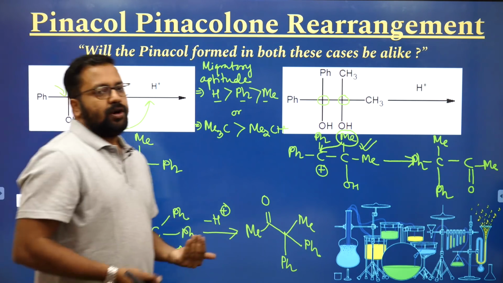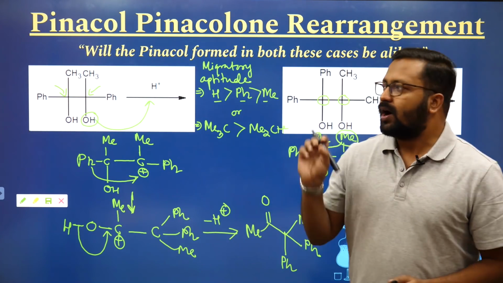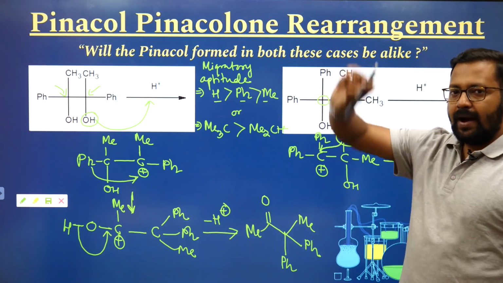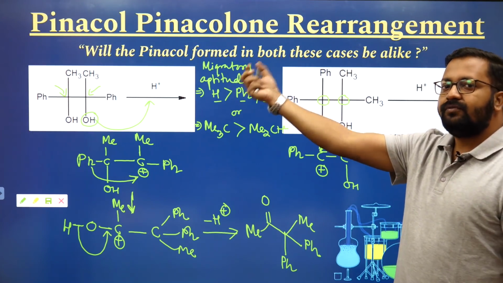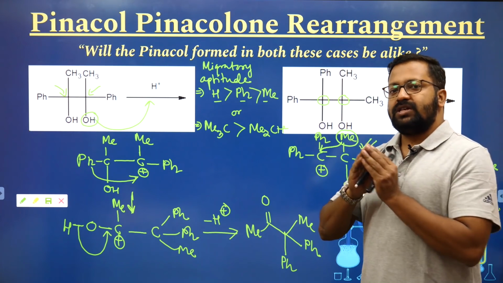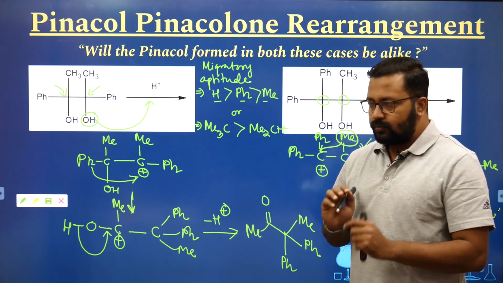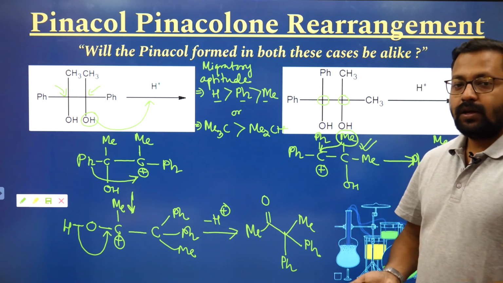So writing the product is pretty easy. You remove an OH group, migrate a suitable group, and the carbon from where you have migrated a group, you change it into a C double bond O. Let's look at a few other questions.